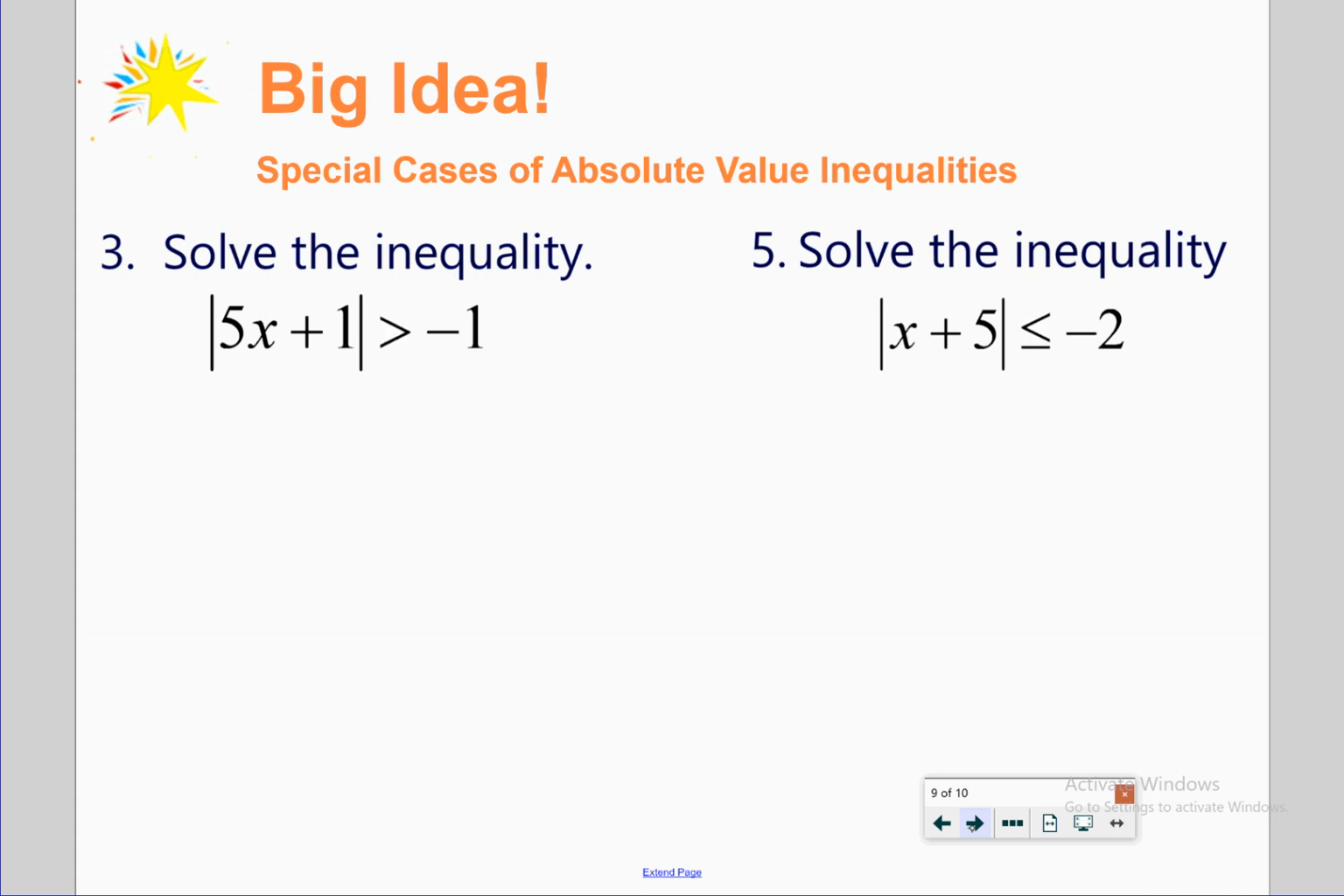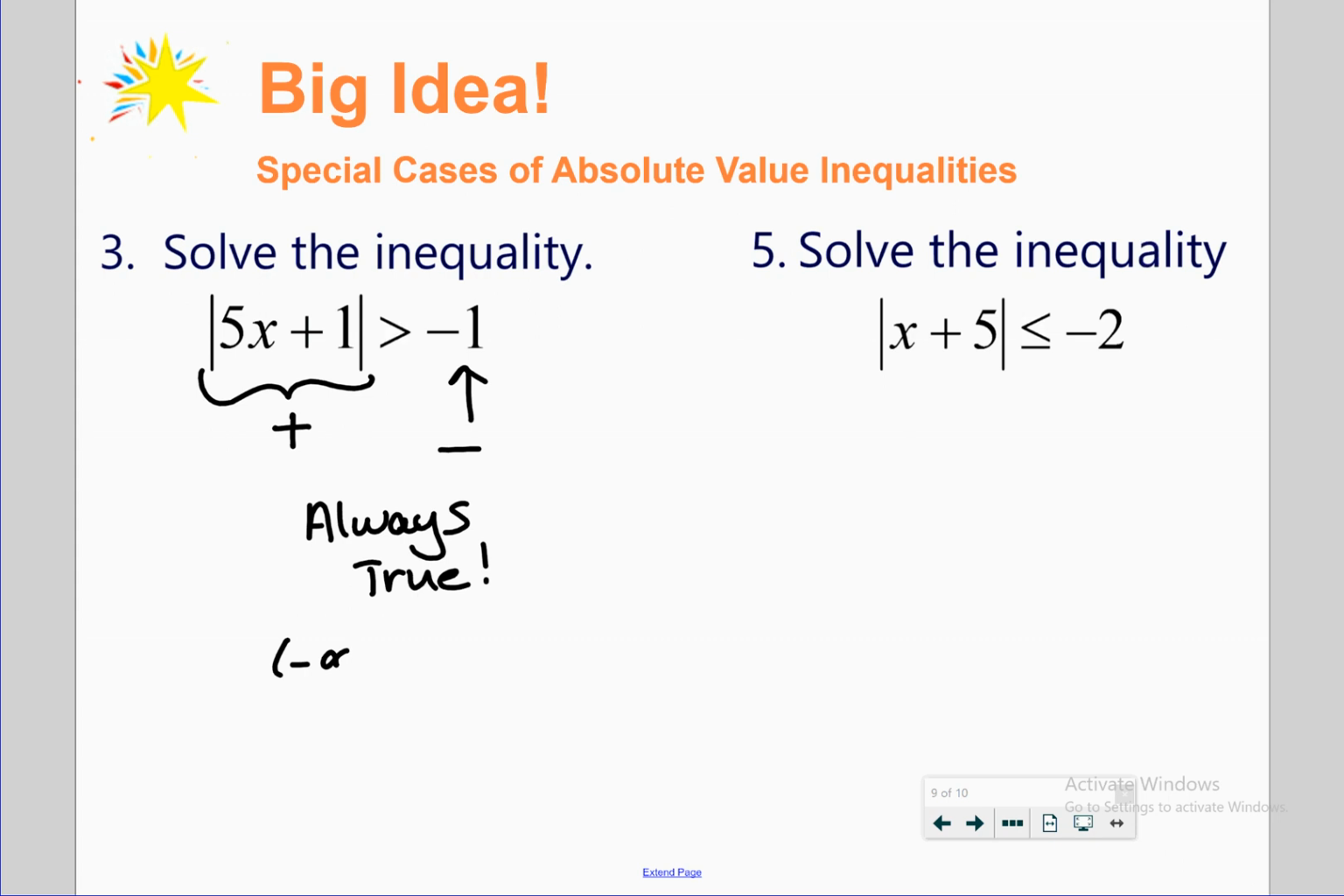Okay, so whatever's inside an absolute value, here it's 5x plus 1, is positive, right? Or 0, or equal to 0. And on the other side, I have a negative number. When is a positive number, or 0, greater than a negative number? Always. This inequality is always true. So if it's always true, what is my answer? All real numbers, negative infinity to positive infinity.